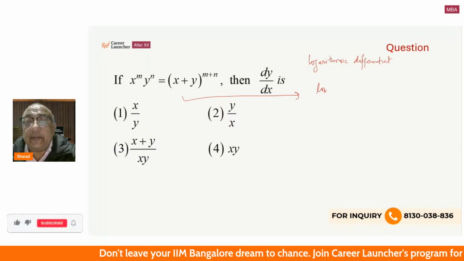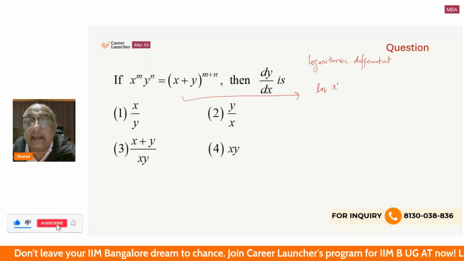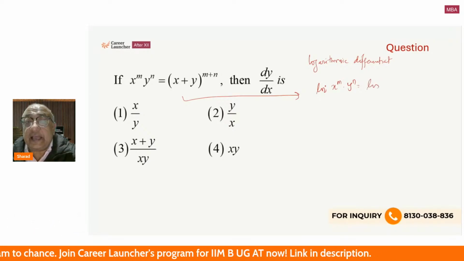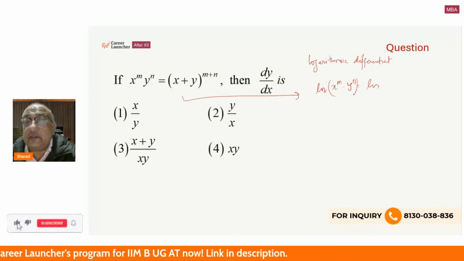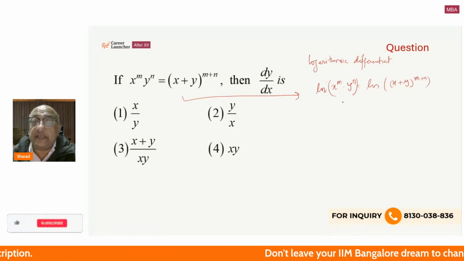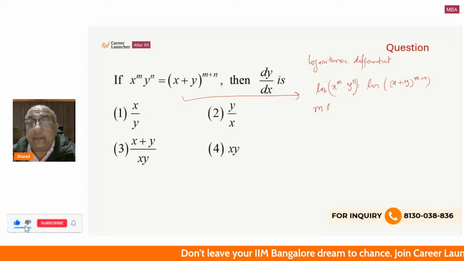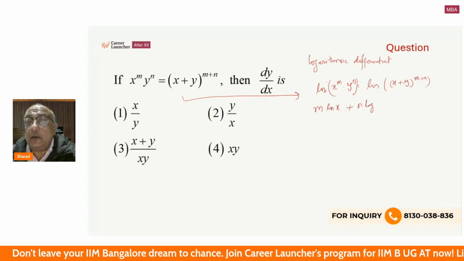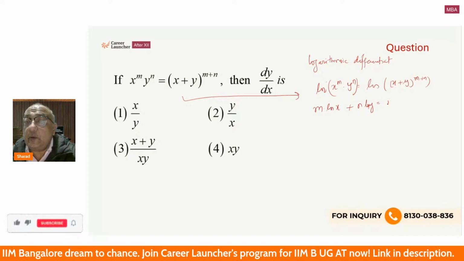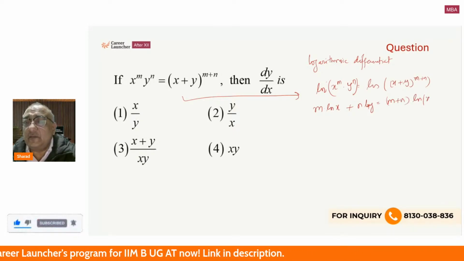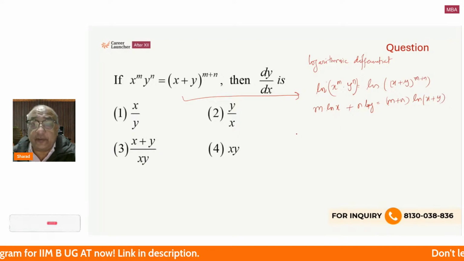I'm writing ln because this is a natural log. ln of x raised to power m, y raised to power n is ln of, let me put a bracket so as to make it more clear, (x plus y) raised to the power m plus n. This will become m log x plus n log y is equal to (m plus n) log (x plus y). A little bit of computation is involved in this, but don't worry, it's not a difficult question.